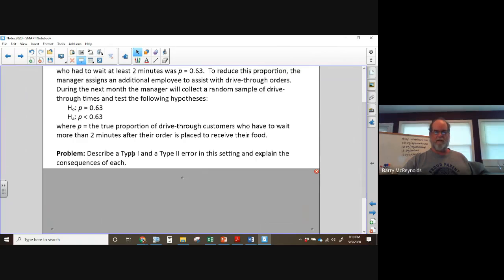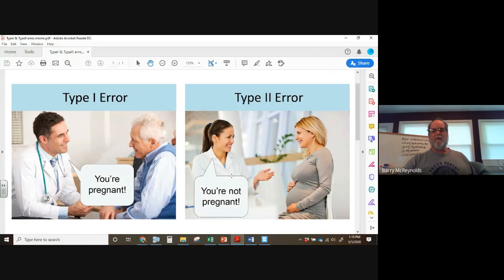So type 1 error. What is type 1 error? Well, I found a meme again on Instagram that I want to show to you. Maybe this will help you remember the difference between type 1 and type 2 error. Type 1 error is telling somebody you're pregnant when they can't be. Type 2 error is telling someone you're not pregnant when they obviously are.